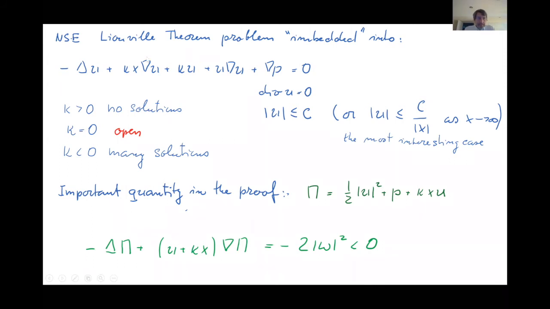So in this case, for kappa positive, it turns out that there is a nice quantity for this equation, which is here: modulus of u squared divided by 2 plus pressure plus kappa times x times u. And this quantity satisfies the following equation. There is a scalar operator here, the Laplacian, then a drift term, and then the right-hand side is negative. So that's the information that you control the sign, and then you can use various things about supersolutions, subsolutions, and so on.